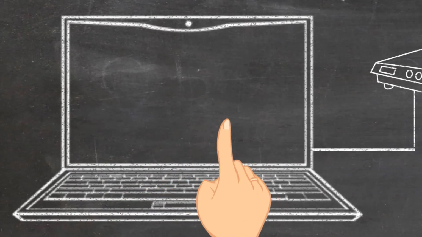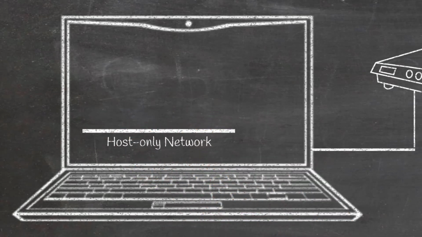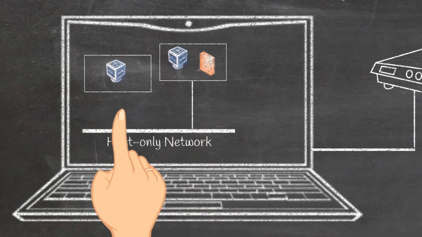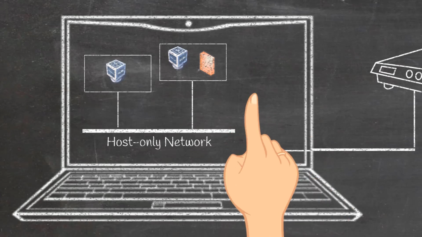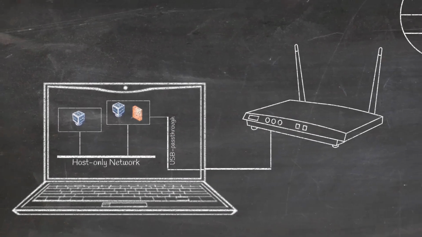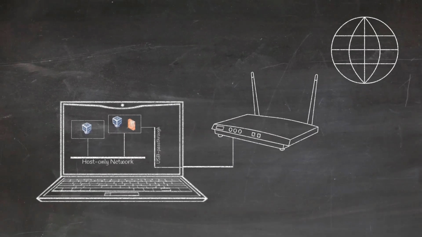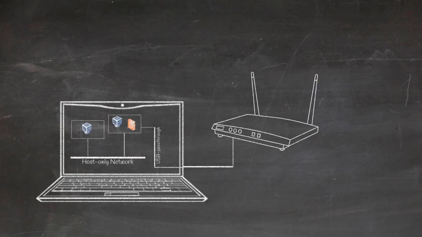On my laptop, I will create a special host-only network, and you will see later why it is special, which will be used to connect my firewall VM to my laptop and eventually to other virtual machines. The USB network adapter will be connected to the firewall using USB pass-through. Because of that, it will no longer be available for the laptop, and until the firewall is up and running, the laptop will not have internet access.